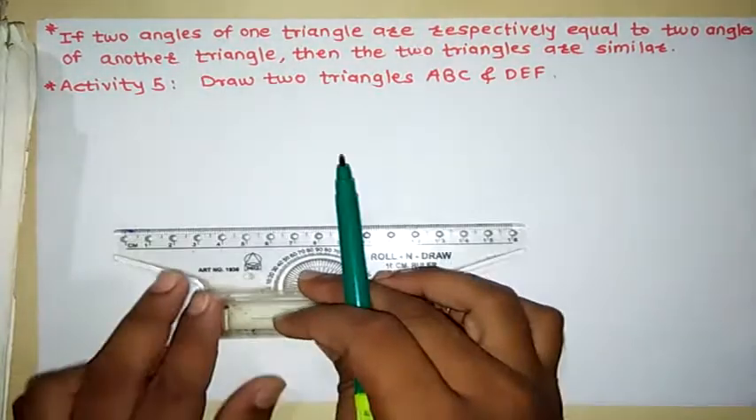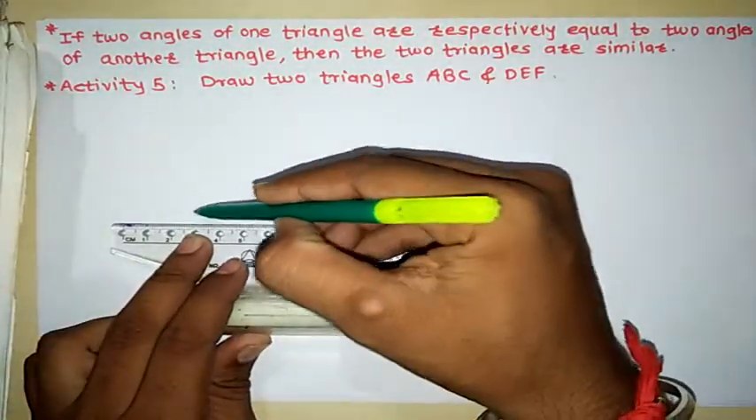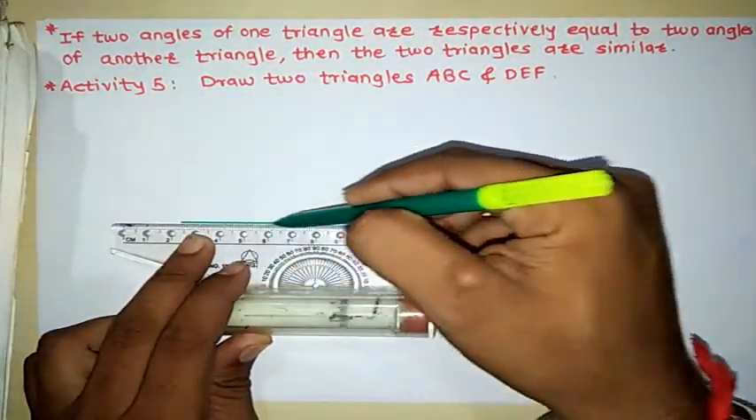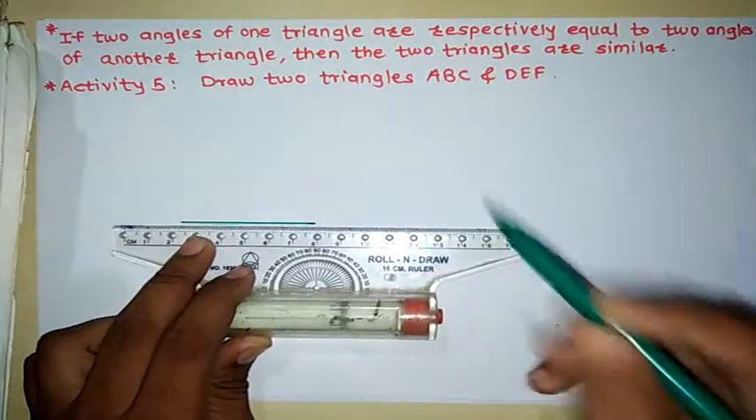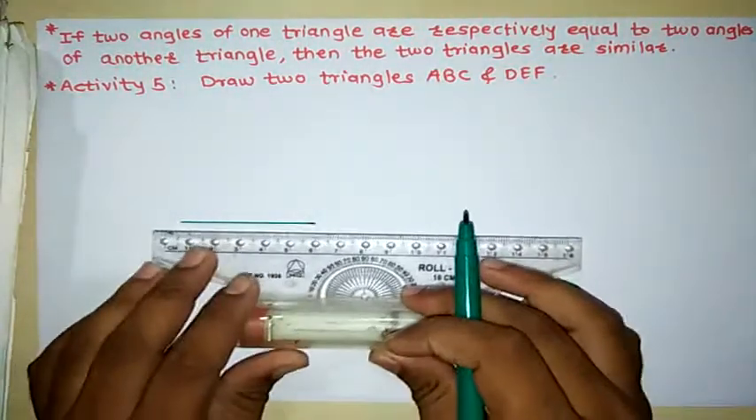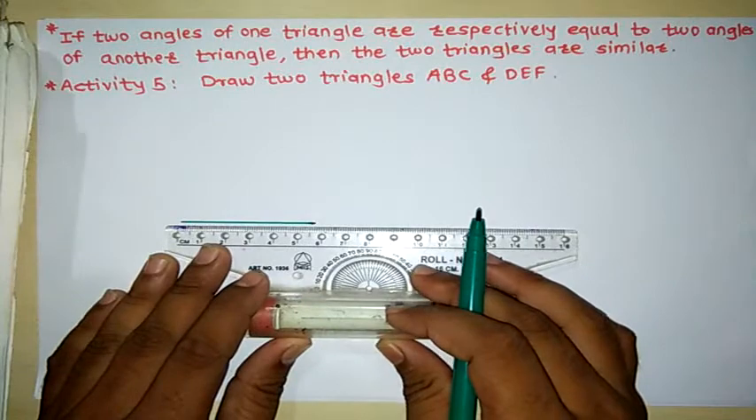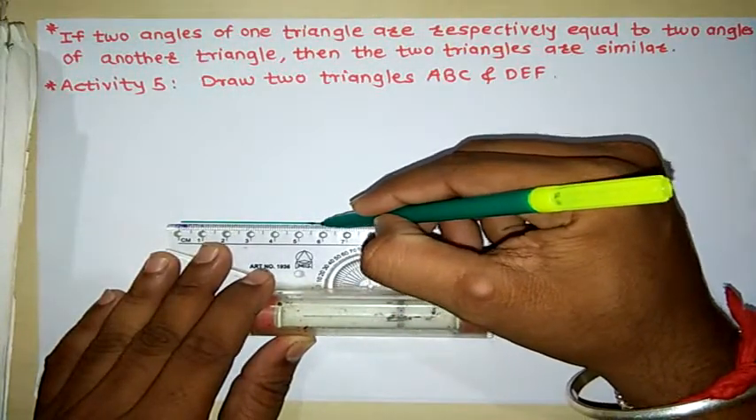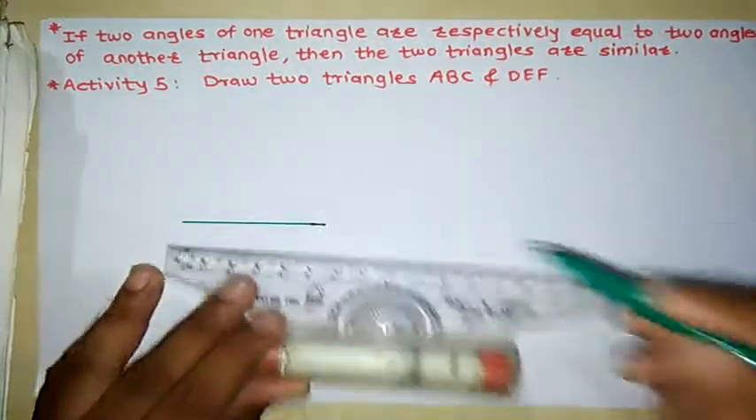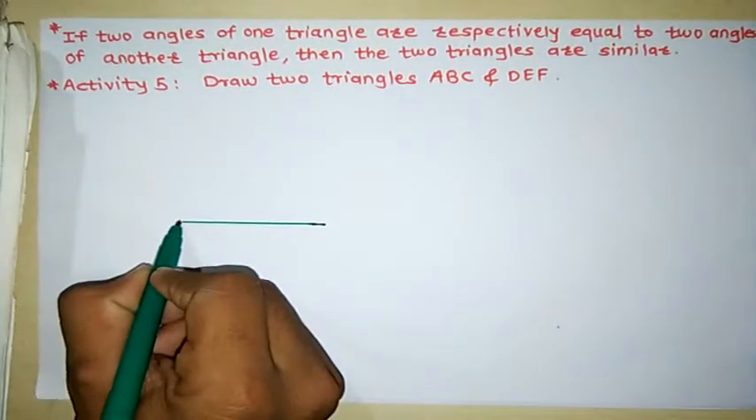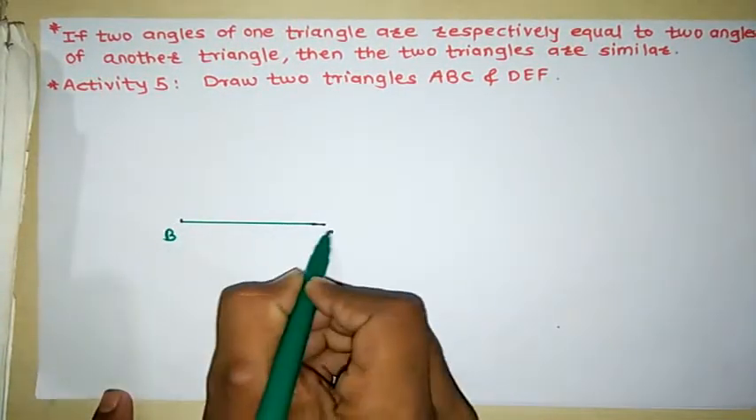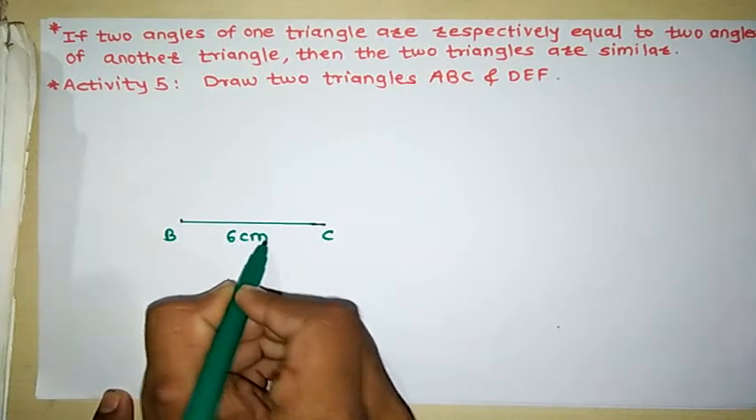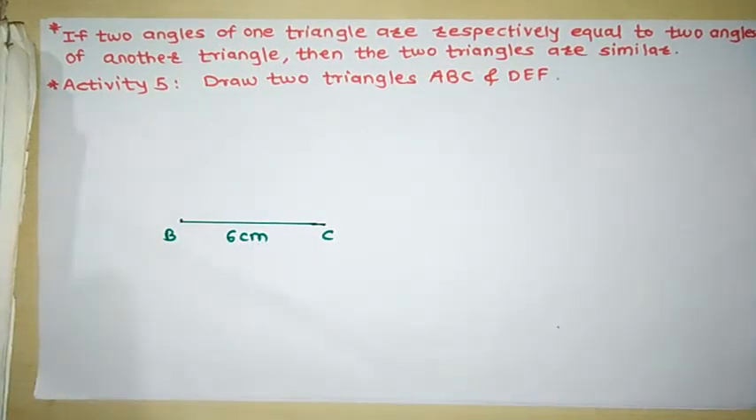First, draw a side BC. Draw a line BC, or a side BC, which is 6 centimeters. Join a BC line of 6 centimeter distance. This is BC of 6 centimeters.